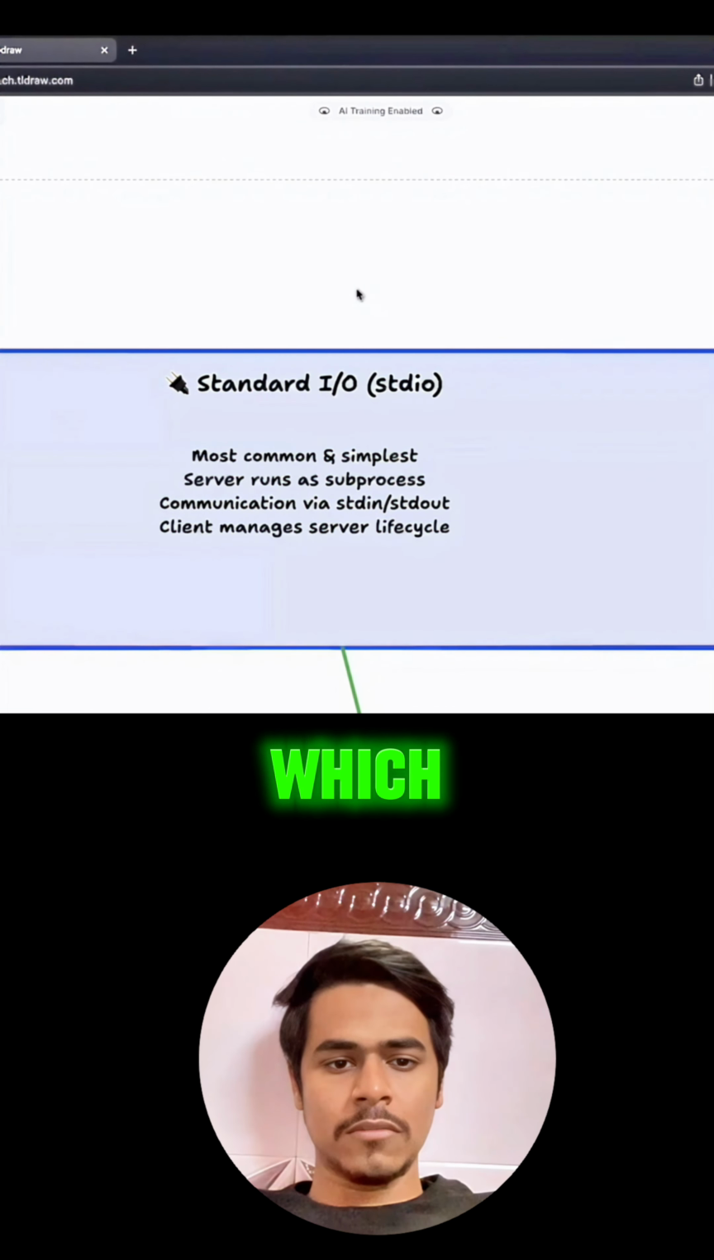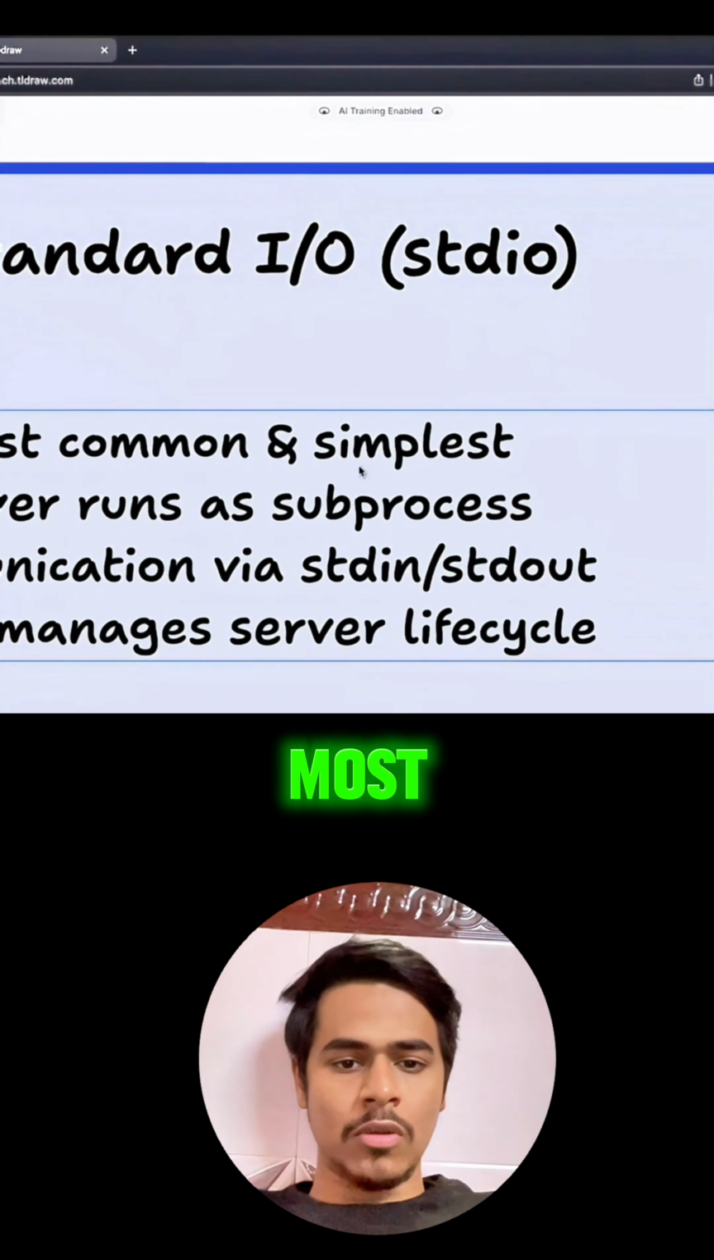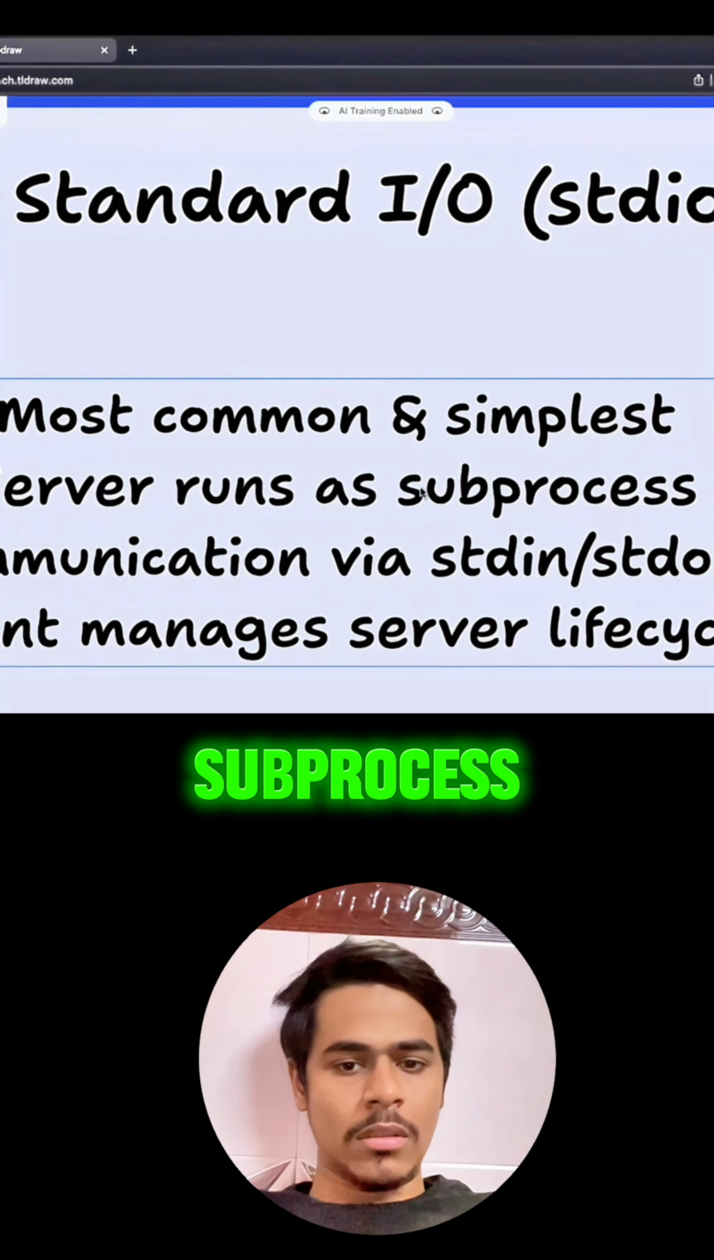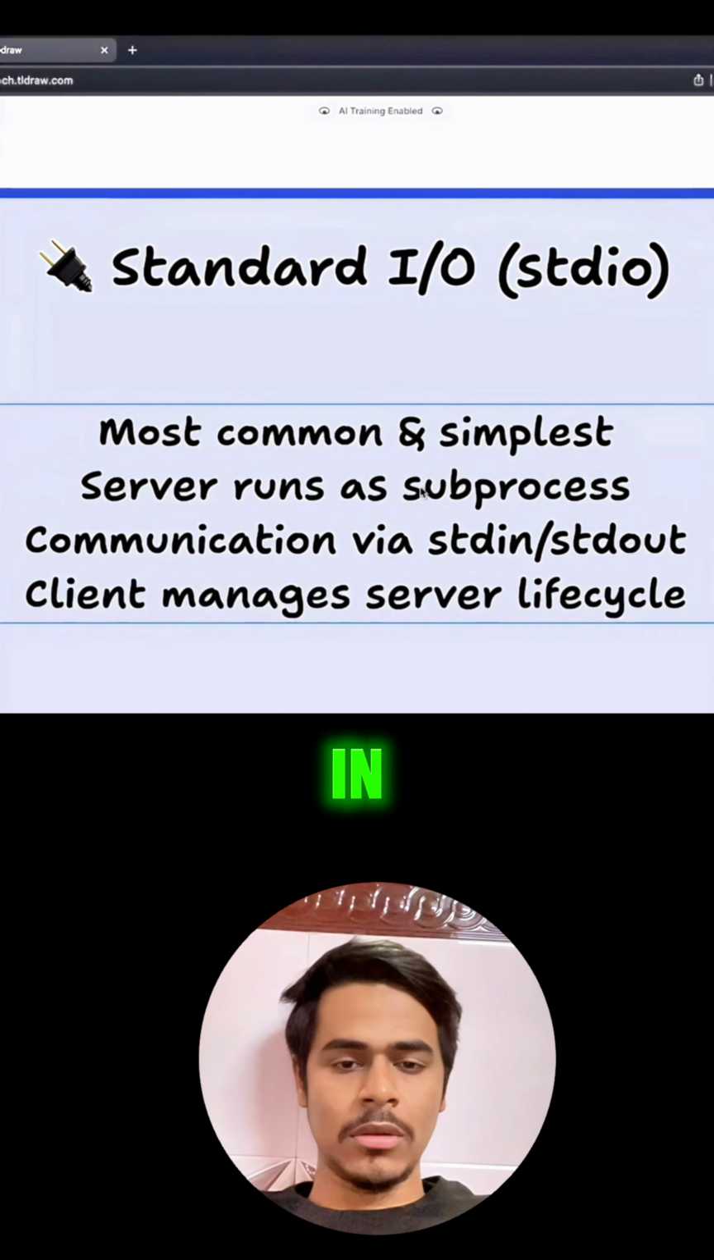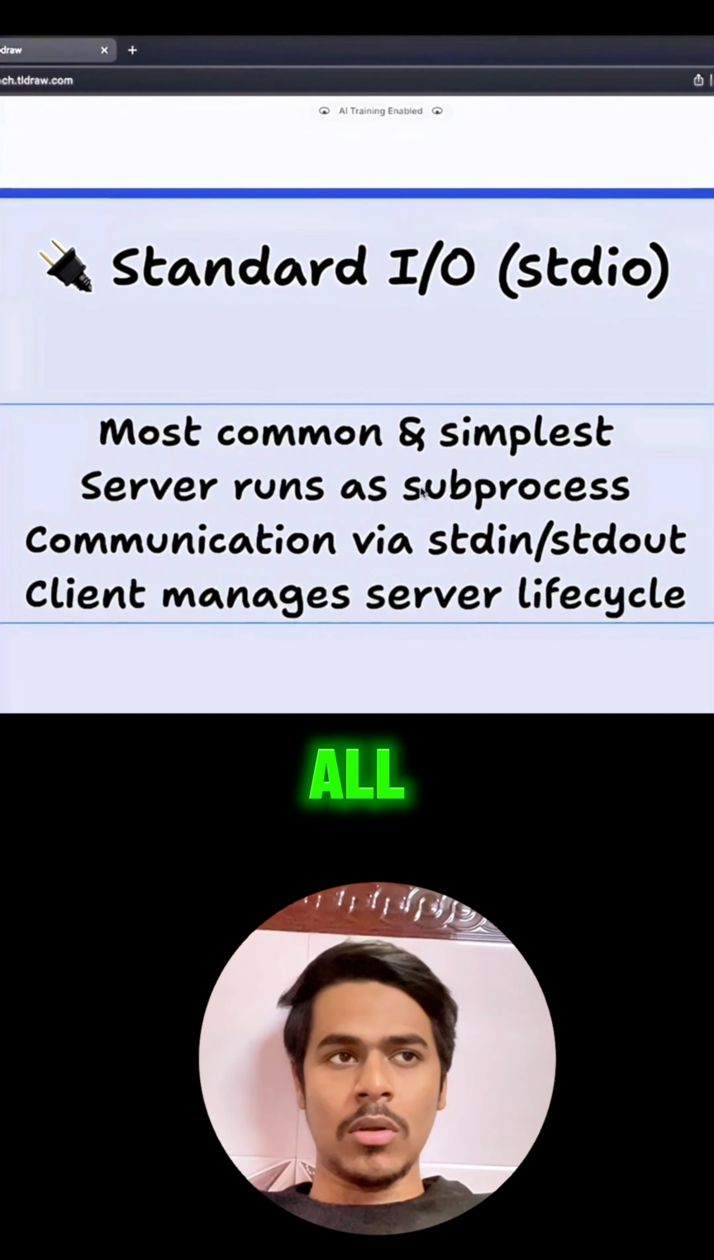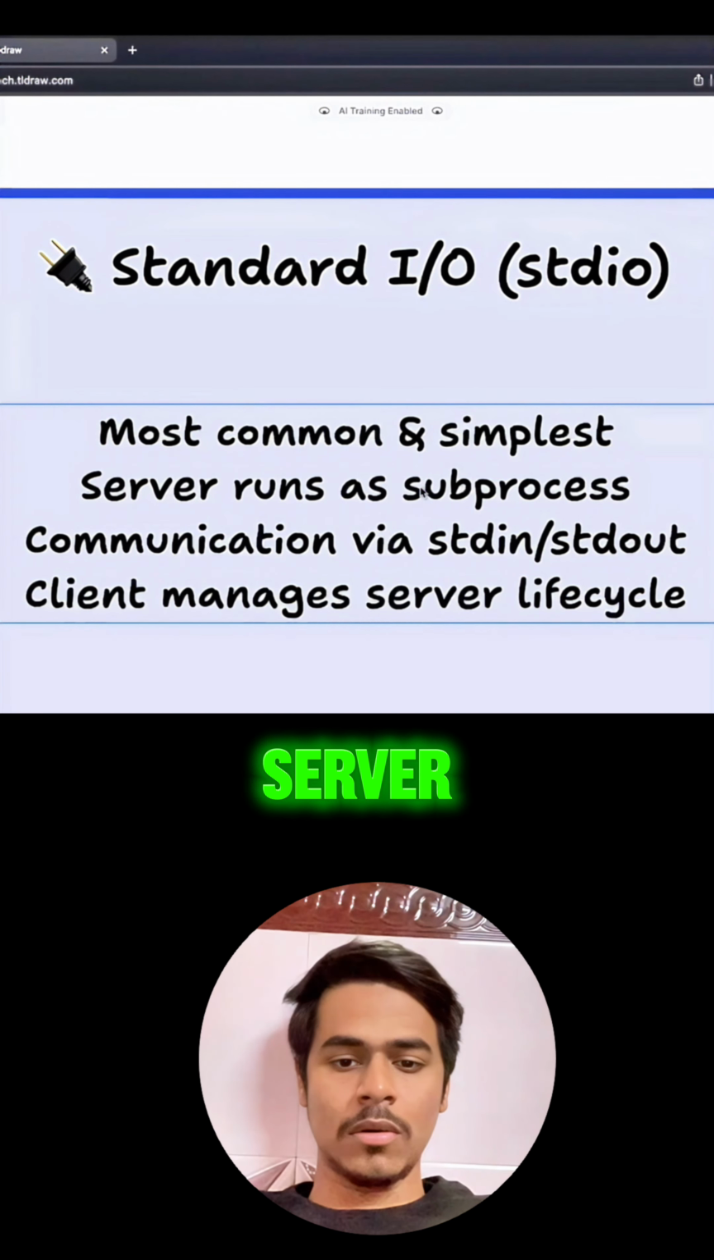Three ways you can connect to your MCP server from your MCP client. There you go. So this is the first approach, which is standard input and standard output. This is the most common and simplest approach. The server runs as a process, communication happens over standard input and standard output, and your client manages the server's end-to-end lifecycle.